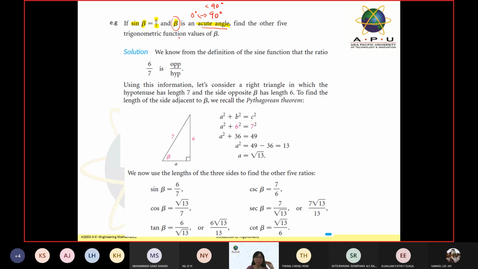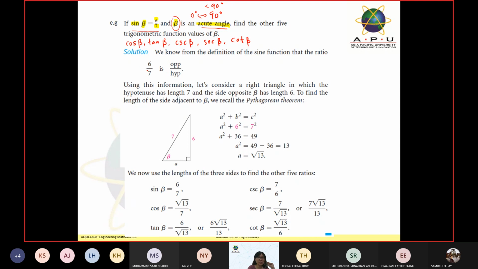Find the other 5 trigonometric function values of beta. The other 5 trigonometric functions mean the cosine, then the tangent, followed by the cosecant, then secant, and cotangent. These are the other 5 required. So how are we going to find the others? We will get the information from the sine beta that we have.